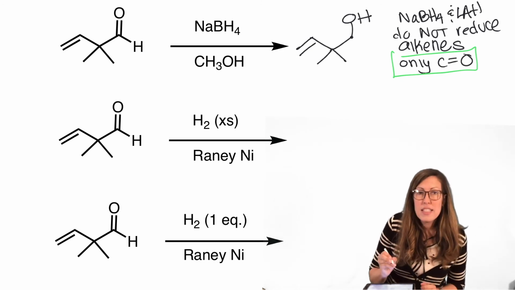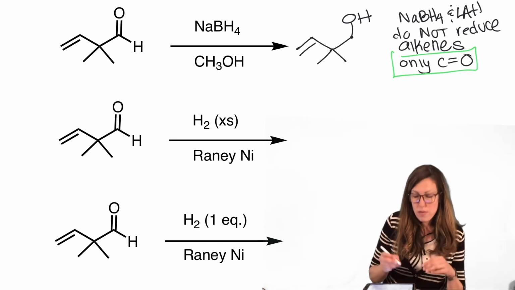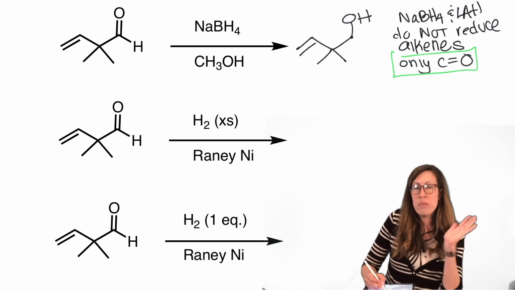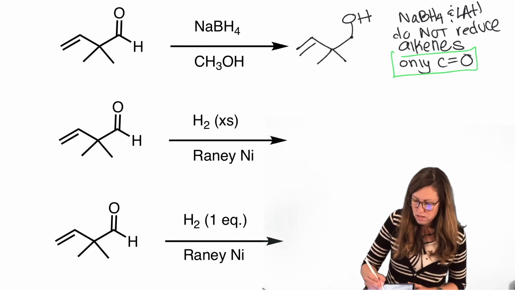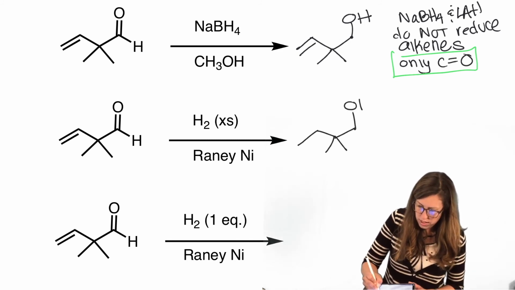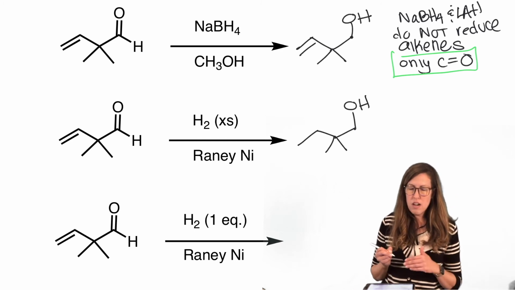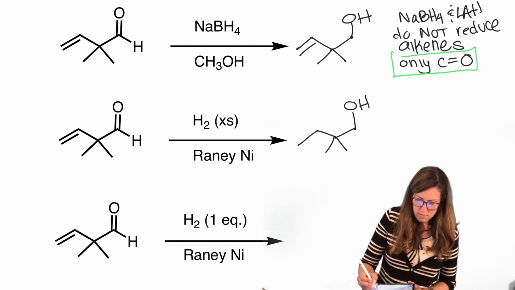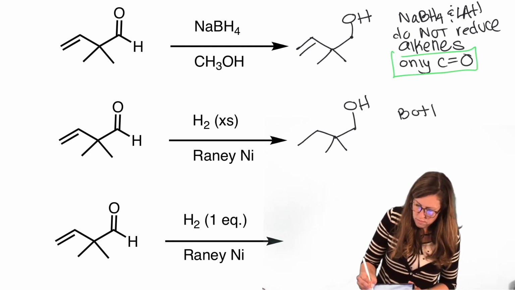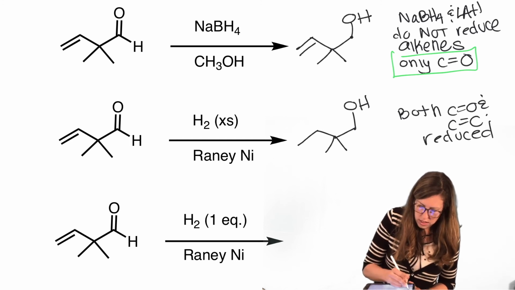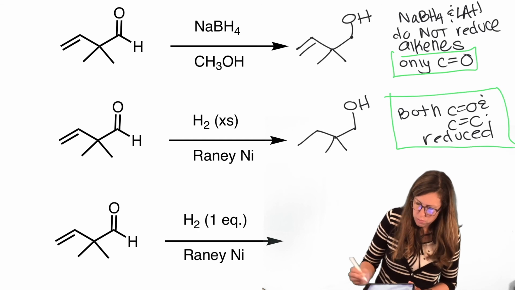Now, if we have an excess of hydrogen gas in the presence of the Raney nickel slurry, excess meaning as many equivalents as you need to react everything there, we will in fact see a full reduction. Probably not a big surprise, right? Because just as it can add across a C=C pi bond, it can add across a C=O pi bond. So Raney nickel in excess will reduce both.